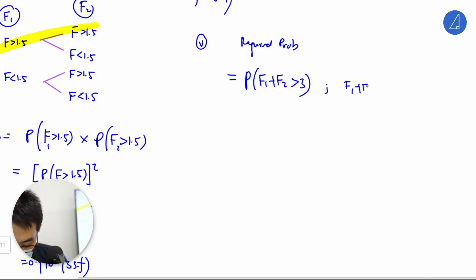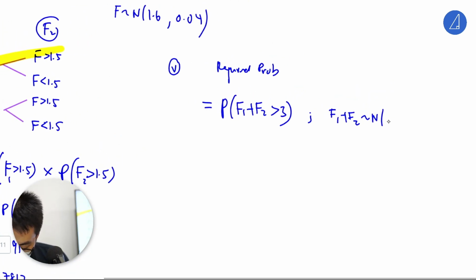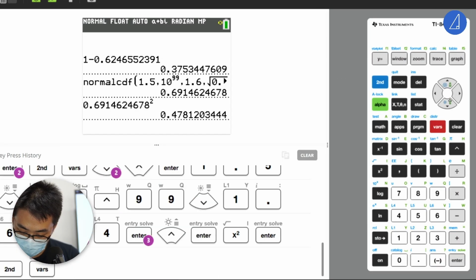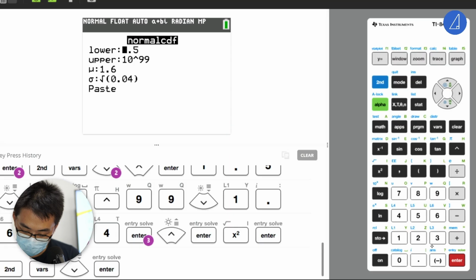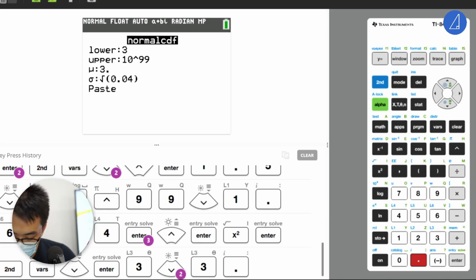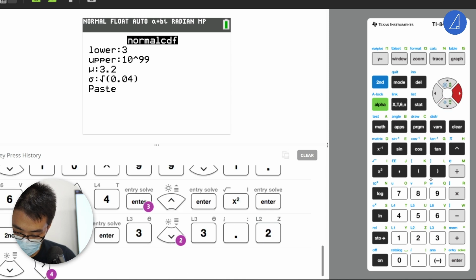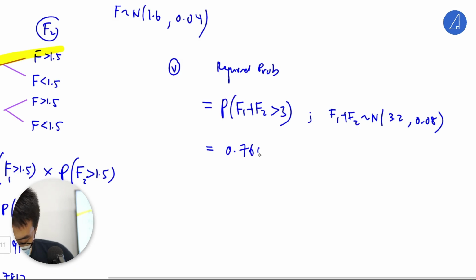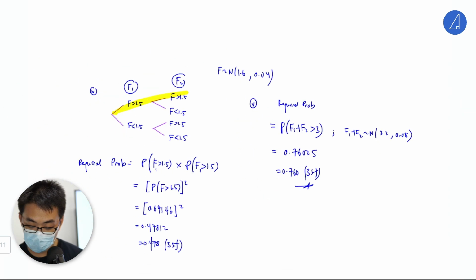I think it's pretty okay. So in the calculator, normal CDF, lower bound will be 3, upper bound 3.2. We get 0.76025. For 3 significant figures, that is 76%. Okay, great.